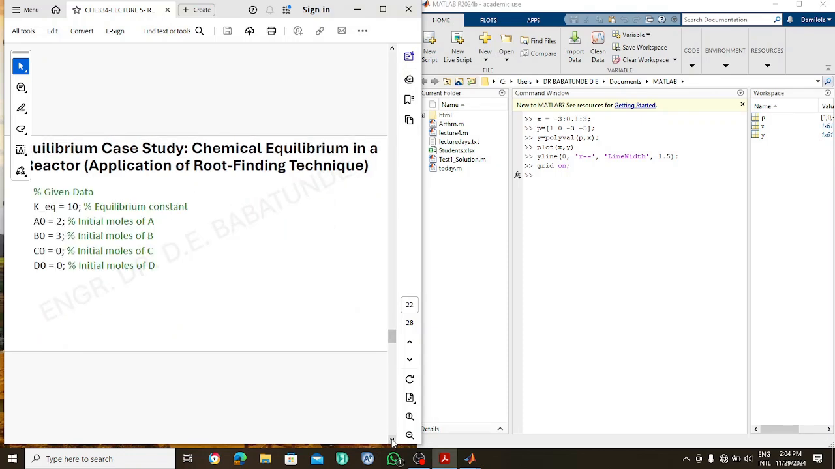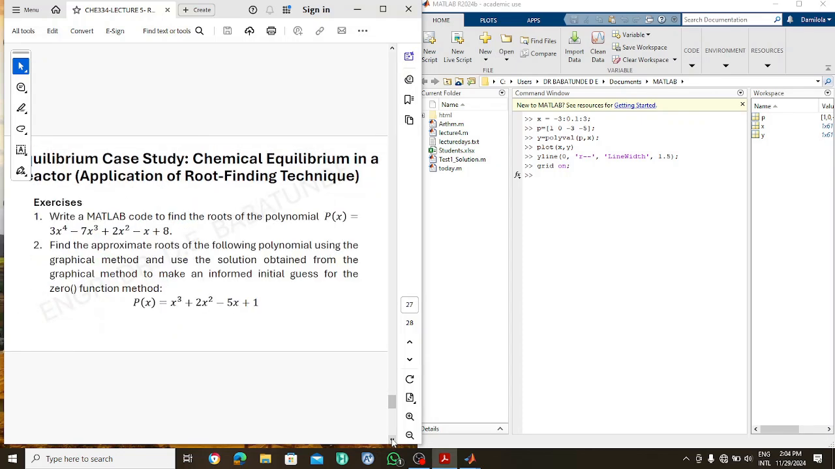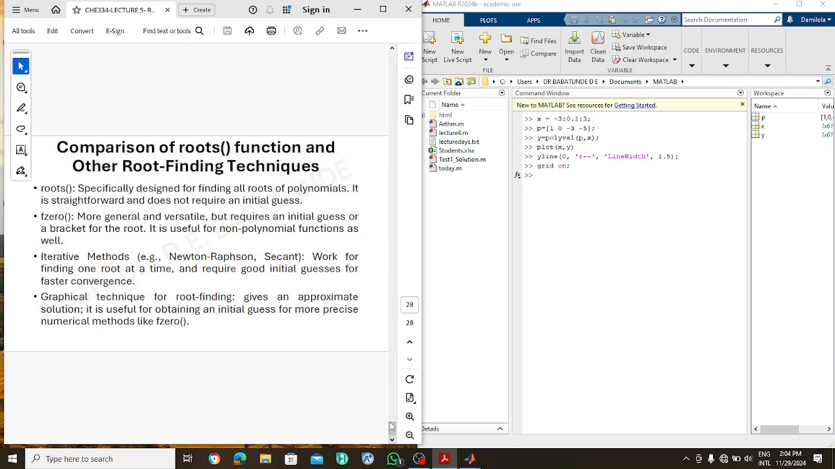But before I go, let me just make a summary of the techniques that we have looked at. We looked at the roots function, which is built in Matlab. We said it is designed specifically for finding the roots of polynomials, and it does not require any guess, like we have seen. Then fzero requires an initial guess, requires one. And the better part of it is that it is applicable for polynomials and functions that are not polynomials. So that's the advantage of that.